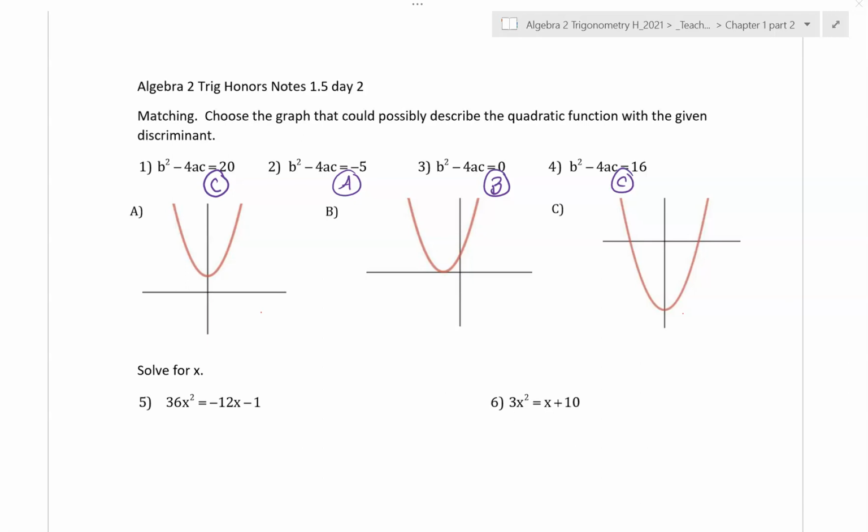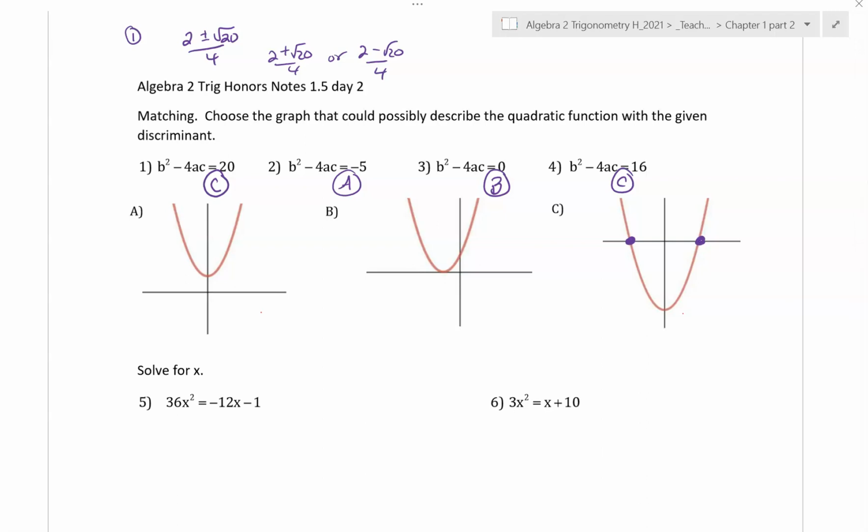So for example, for number 1, notice if the discriminant is 20, you might end up with something, I'm just making this up right now, like 2 plus or minus the square root of 20 all over 4. You would actually have 2 answers: 2 plus root 20 over 4 and 2 minus root 20 over 4. So that's why we're expecting something like C, where you have 2 zeros, solutions, x-intercepts, roots.